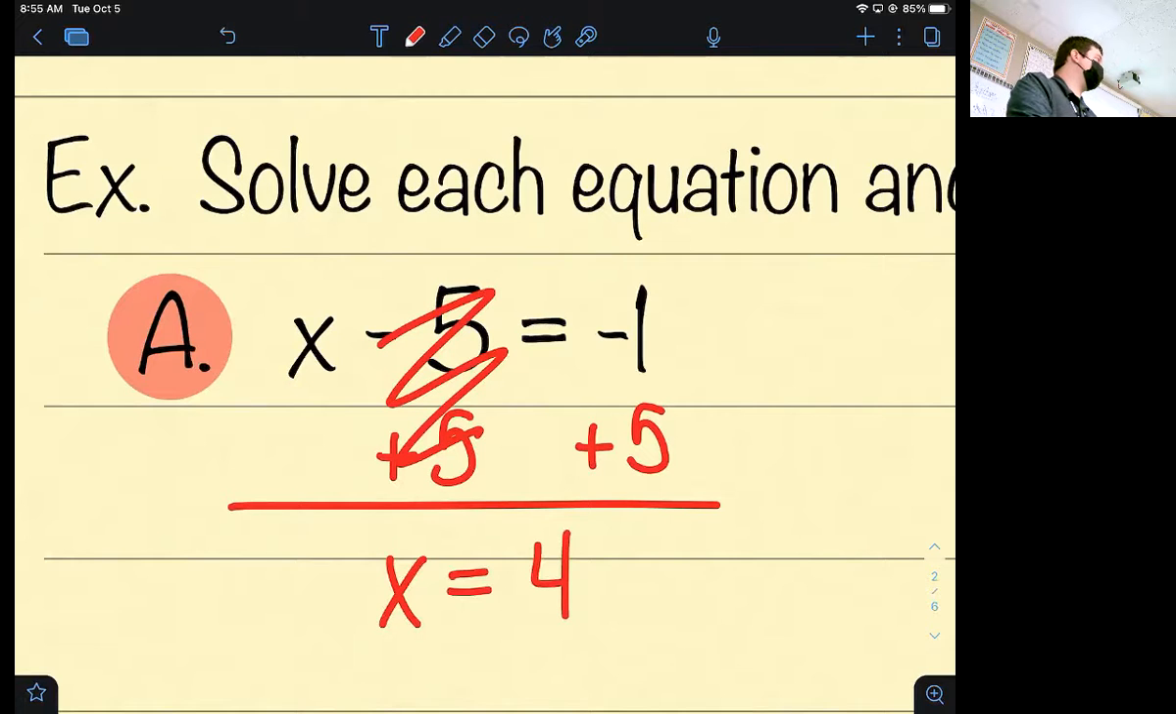And that's tonight's homework. We can actually solve. By the way, your answer isn't 4. Your answer is X equals 4. Make sure you include the variable as part of your answer.